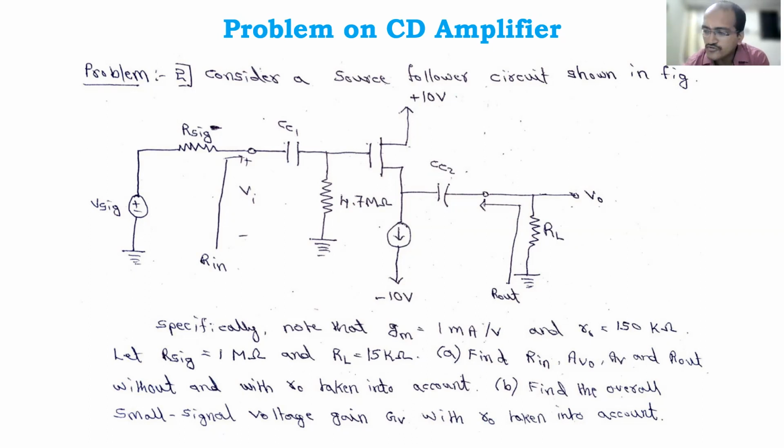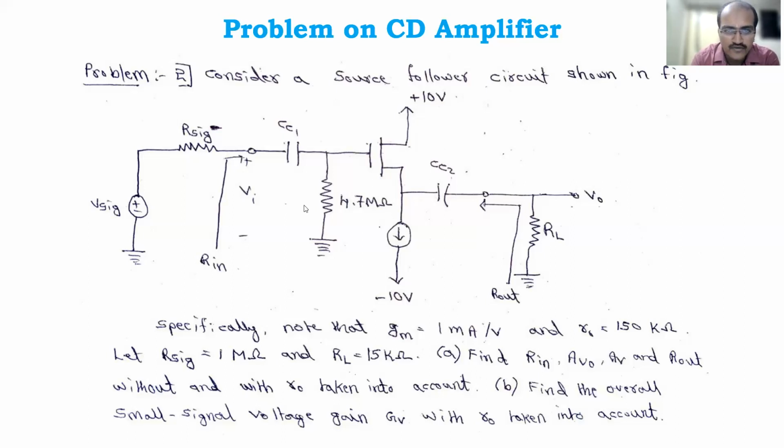Okay, so did you go through? It is the same as the previous problem. The only thing is the formula will change a little, because it is now a common drain amplifier circuit instead of common source. The derivation is different. So you have to see the analysis of the source follower circuit that we did in the previous class, and accordingly the formulas will change.